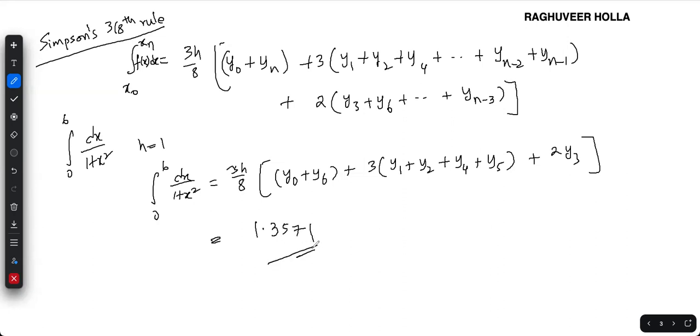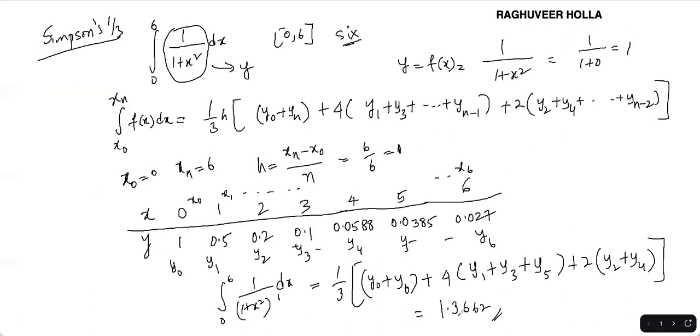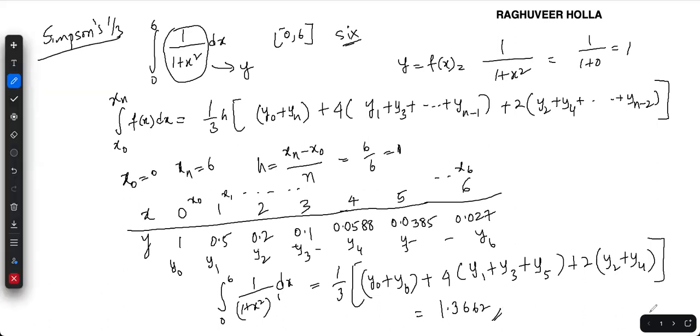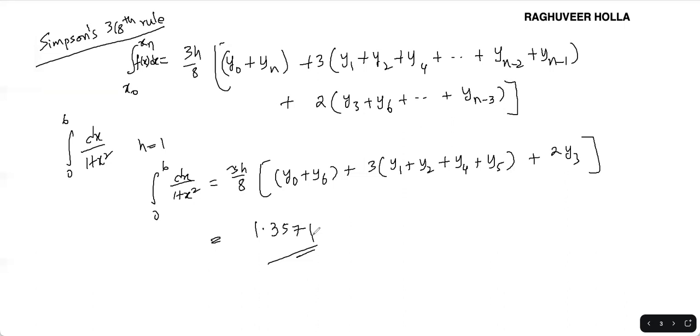1.3571. So you have noticed this, right? Please notice this. This is 1.3662. Here it is 1.3571.